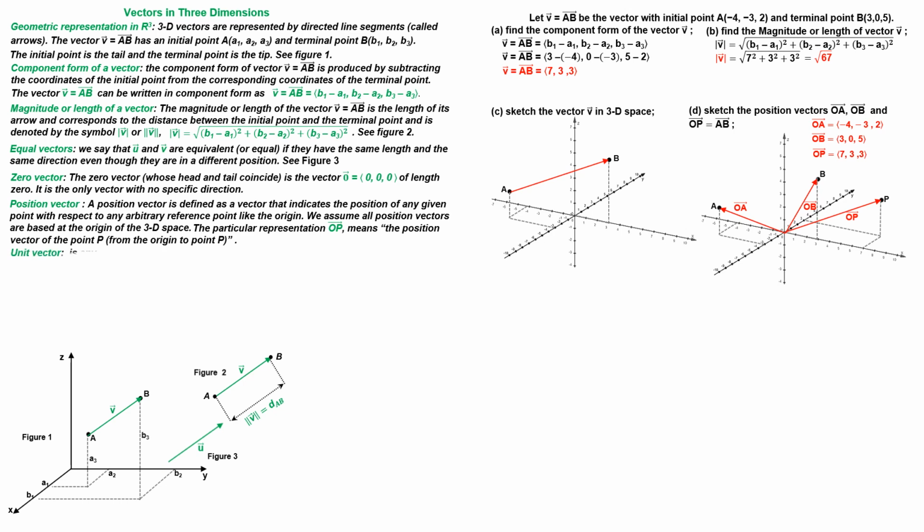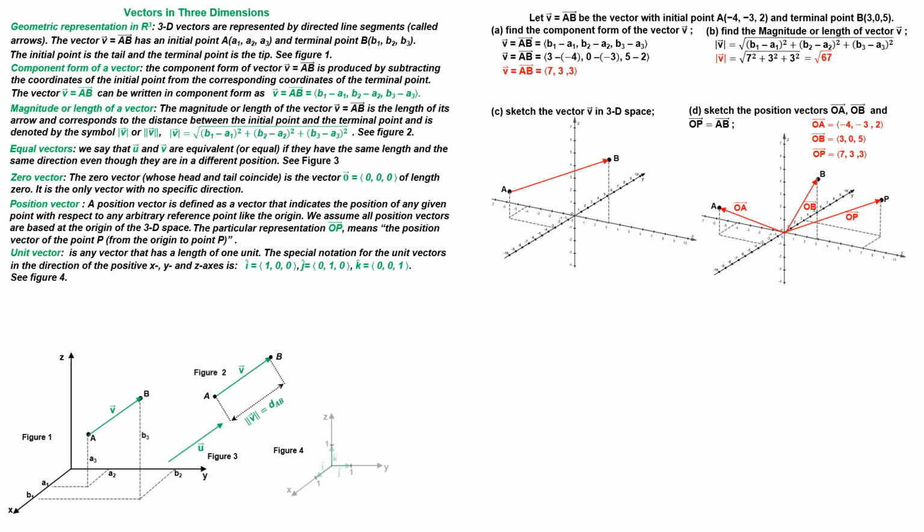A unit vector is any vector that has a length of 1 unit. The special notation for the unit vectors in the direction of the positive x, y, and z axes is i, j, and k. These vectors are called the standard basis vectors, and any vector in R3 can be expressed in terms of i, j, and k as follows.